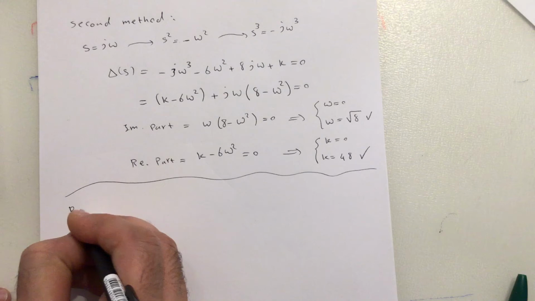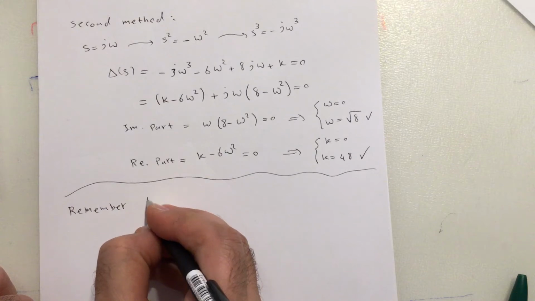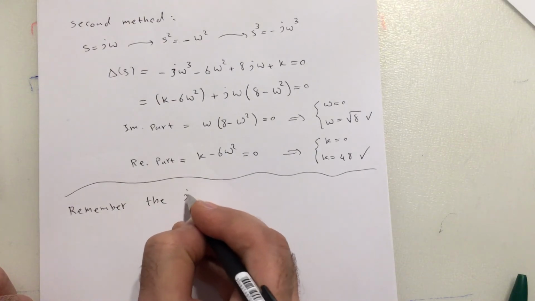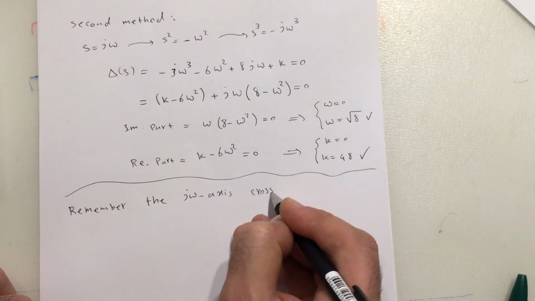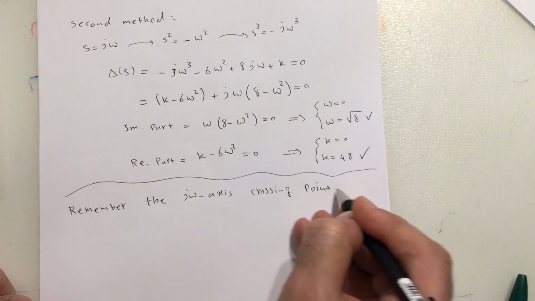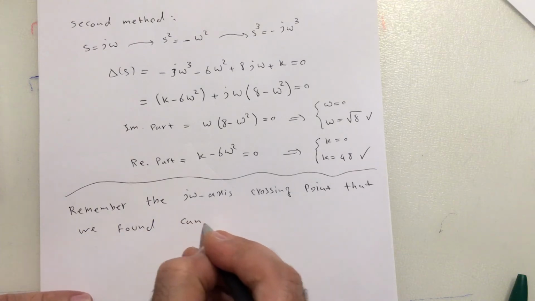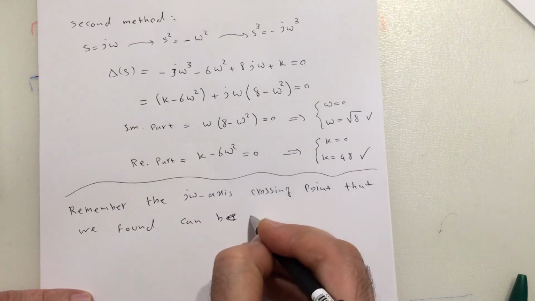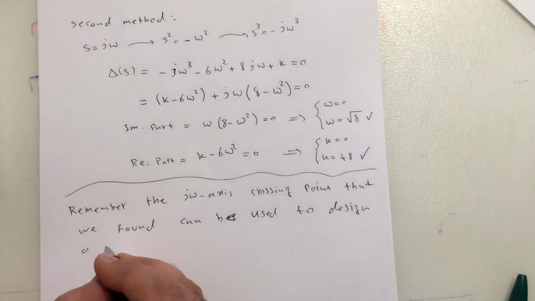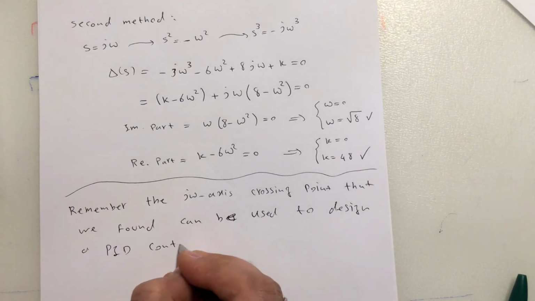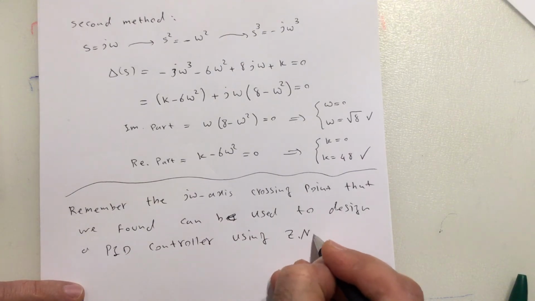Remember, the j omega axis crossing point that we found can be used to design a PID controller using the Ziegler-Nichols second method.